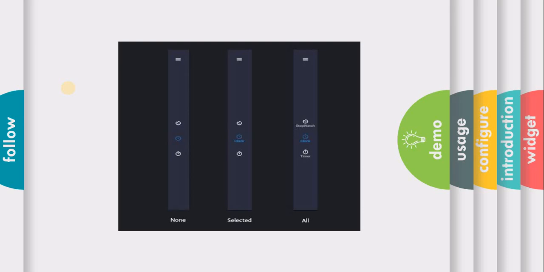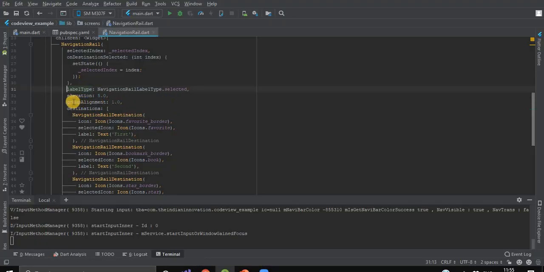Well, this property is basically having three options. First is none. So whenever you select any of the destination objects, none of its labels will be visible to you. Second is selected. This means that for the destination object which is selected, only the label of that object will be visible to you. And third is all. By default, the label of every destination object will be visible to you. Well, another property is group alignment. This property is basically responsible for the vertical alignment of the list of our destination objects.